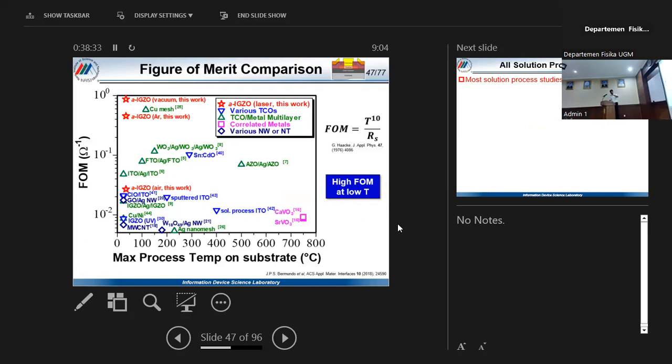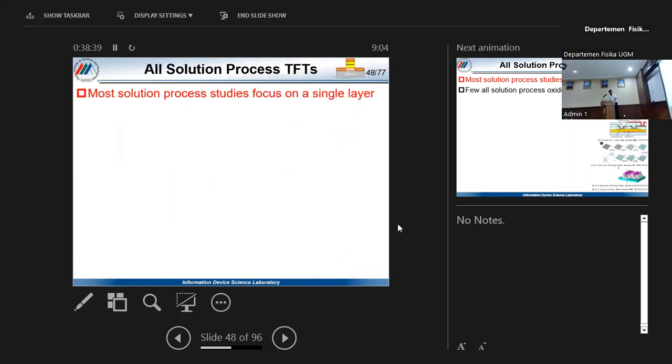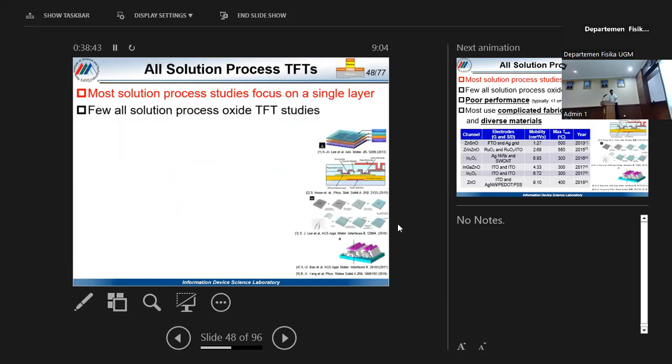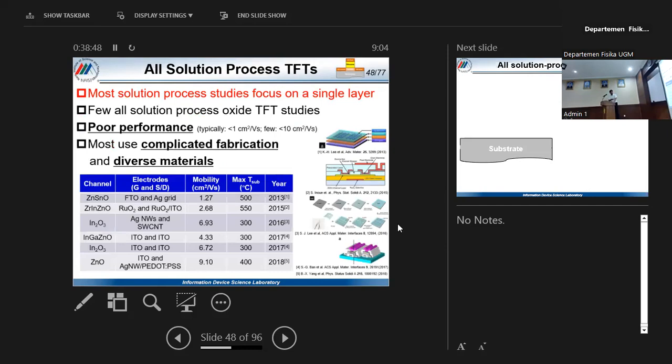The substrate region does not experience high temperatures. As I said before, most solution process studies use a single layer. So we want to develop an all solution process for the TFT. These are some of the all solution process TFTs in the literature. Very few, and most use complicated fabrication and diverse materials.